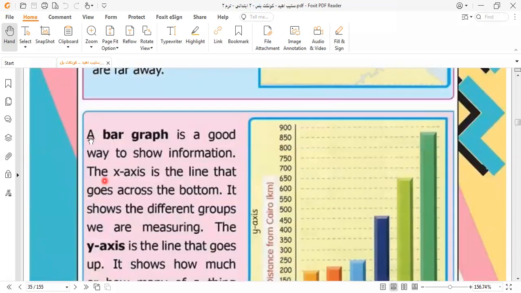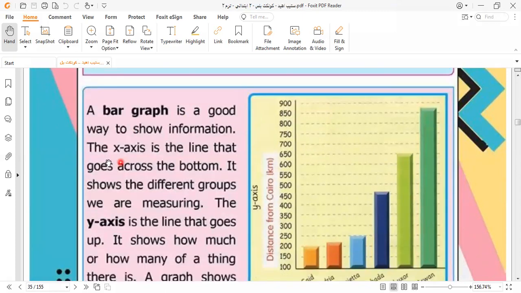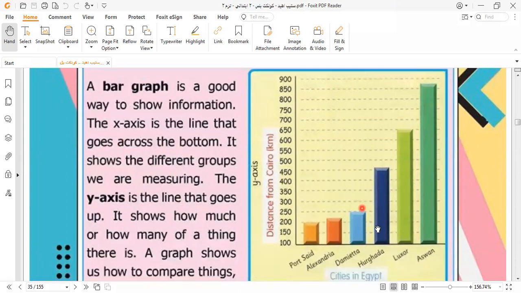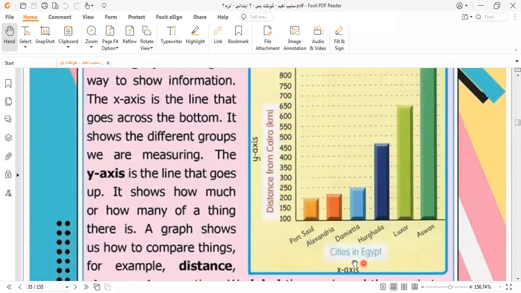Let's go to another text. A bar graph is a good way to show information. The x-axis is the line that goes across. This is the x-axis. This is the x-axis. This is called a graph.